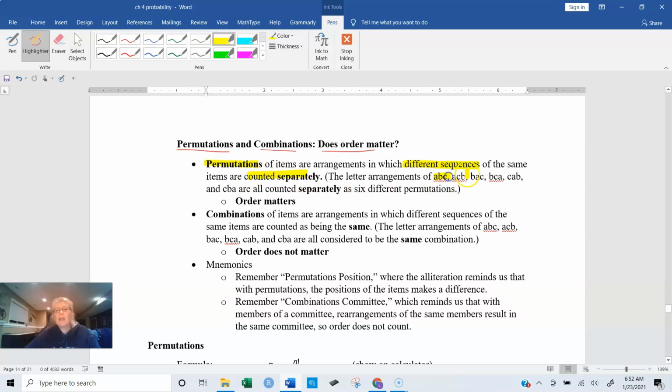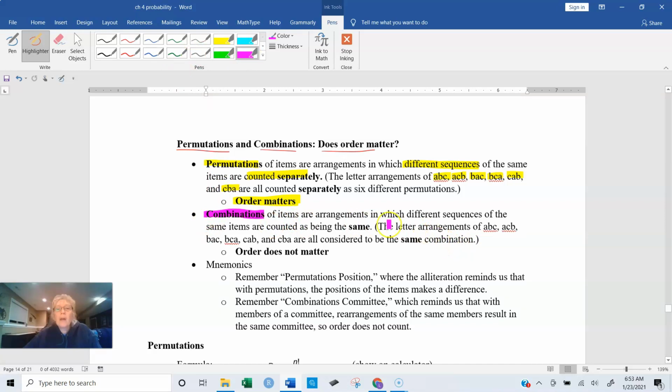That means ABC is different than ACB, is different than BAC, is different than BCA, is different than CAB, and CBA. All of those count differently in a permutation, which means order matters. Which order I pick makes a difference. So like when you guys choose your president, vice president, and treasurer for your class, and you have 3 people, you can have 6 different ways of doing that because whoever's president matters, right? So order matters.